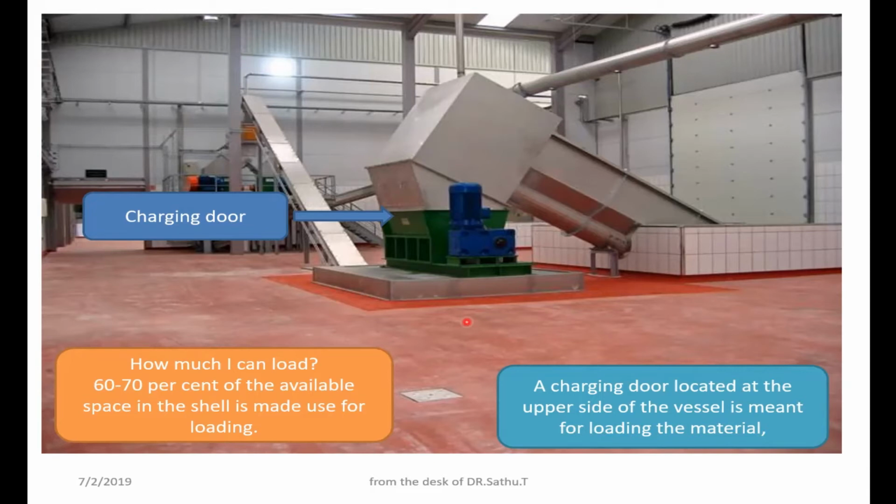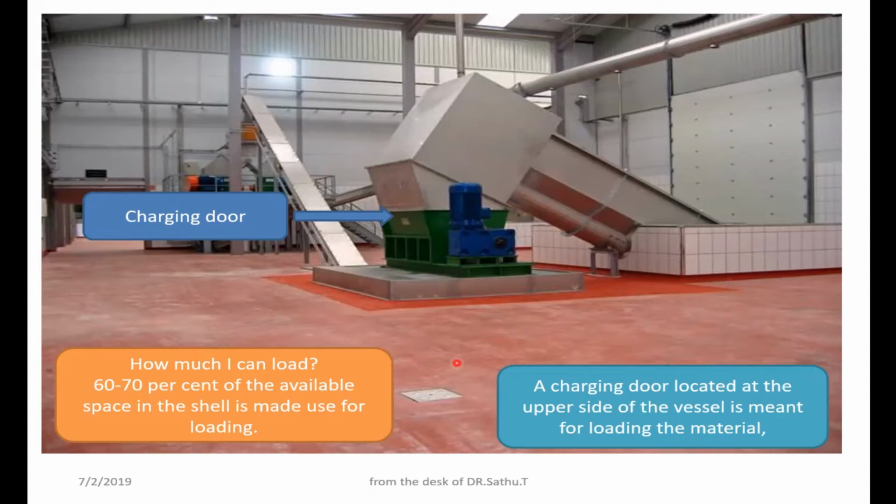So how much can you charge? Around 60 to 70% of the available space in the cooker can be charged. Normally, if you take a 1,000 liter cooker, with meat, bone meal and offals, you can charge around 500 to 600 kgs. If you take a 1,500 liter capacity cooker, you can charge around 750 to 900 kgs. If it is a 2,000 liter capacity, you can charge around 1,000, 2,100, 2,200 or 2,250.